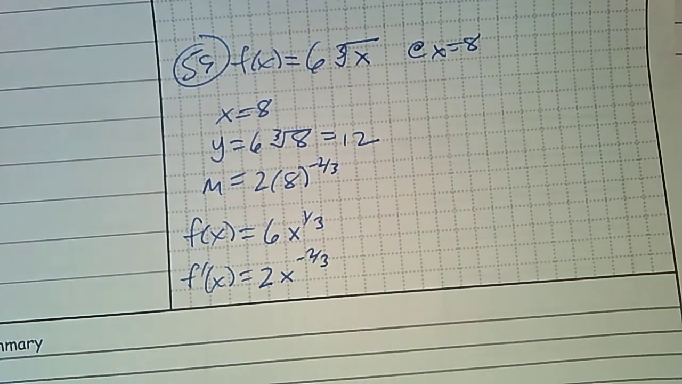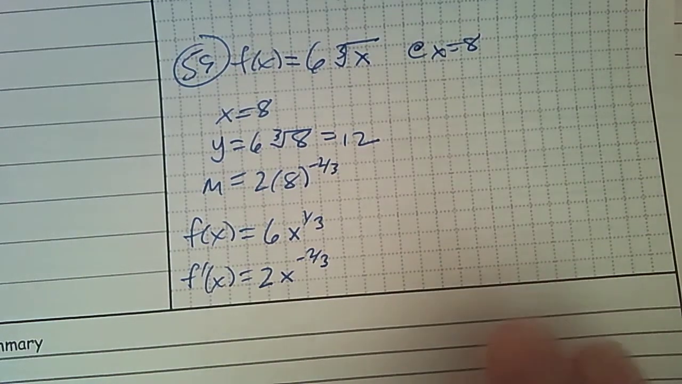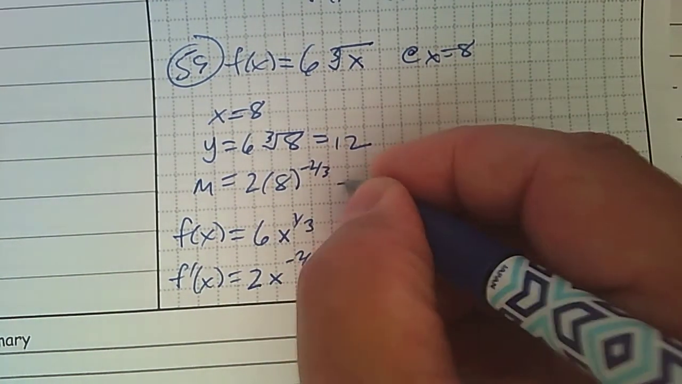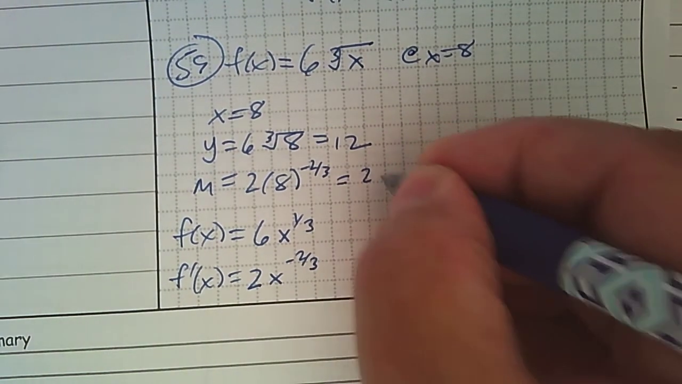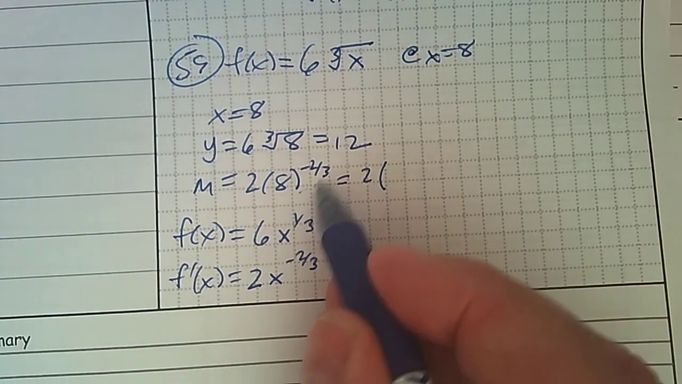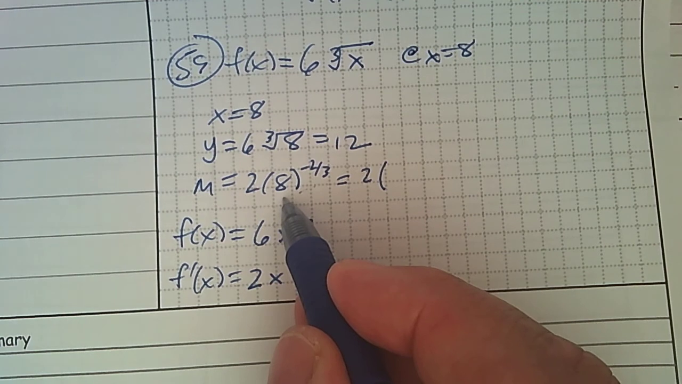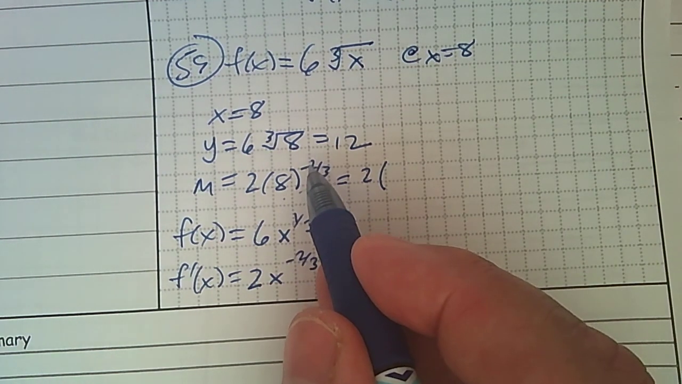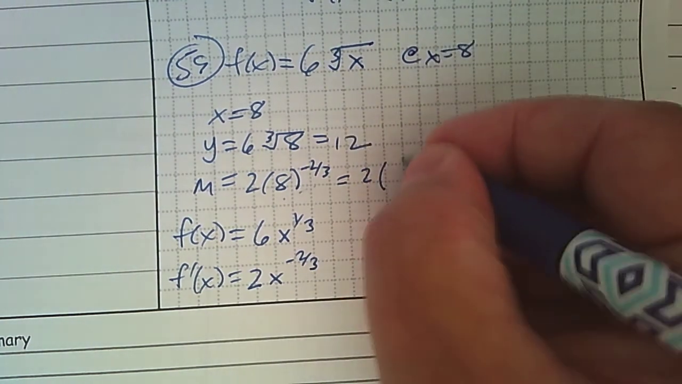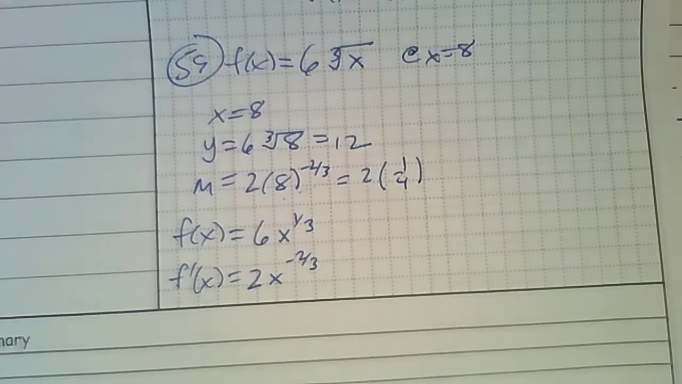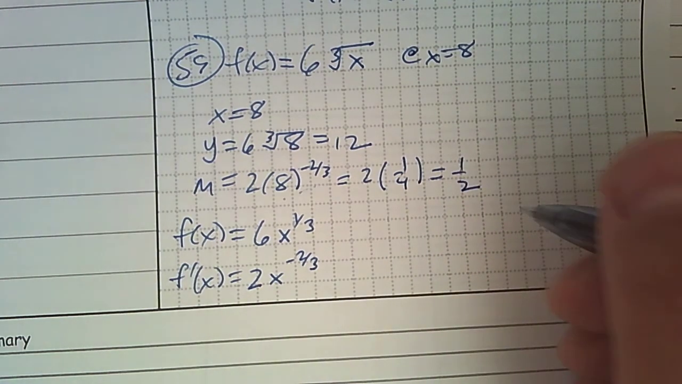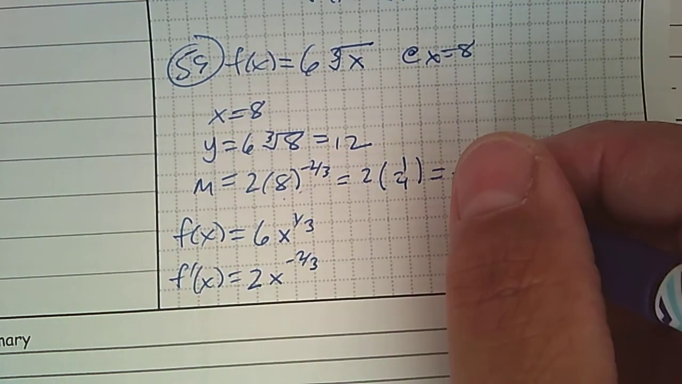Now on the AP exam, you don't have to simplify it. I will for you, but you don't have to simplify it. You could just write that as the slope of your line. So if you did want to simplify it, you would understand this as the cube root of 8, which is 2, and then 2 squared is 4, but it's going to be the reciprocal of 4, which is a quarter. So the negative exponent means reciprocal. Then when you multiply this through, you get 1/2. So there's the slope of 1/2.